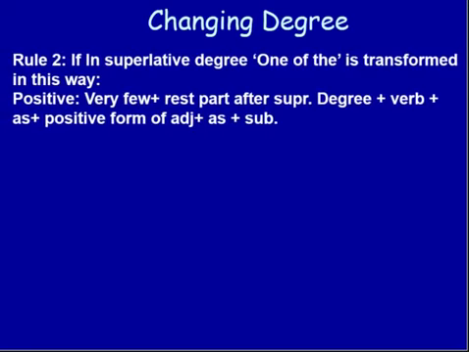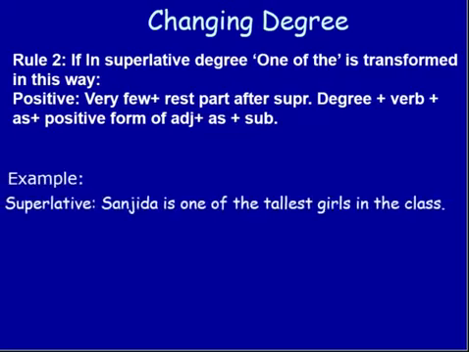If in a superlative degree there is "one of", transform in this way for positive degree: first you will have to write "very few", then the rest part of the sentence after the superlative degree, plus verb plus "as" positive form of adjective plus "as" plus subject. Look at the example. Sanjita is one of the tallest girl in the class. First you will have to write "very few".